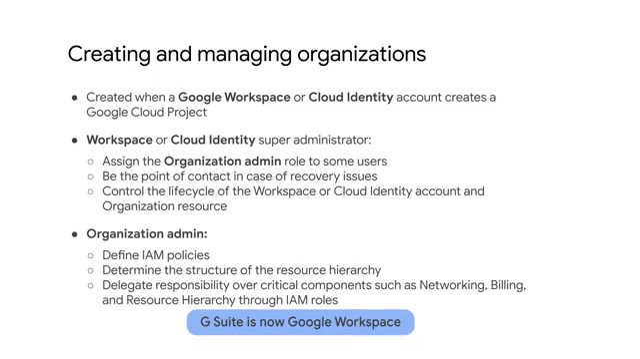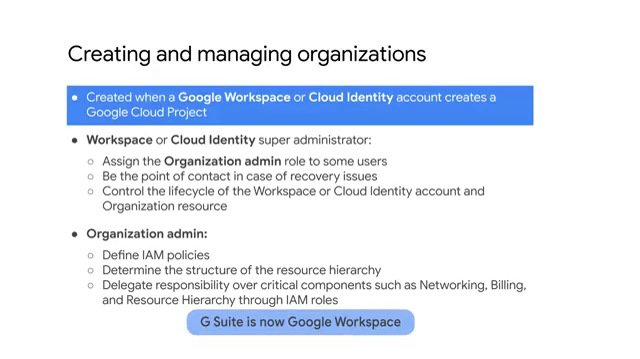The organization resource is closely associated with a G Suite or Cloud Identity account. When a user with a G Suite or Cloud Identity account creates a GCP project, an organization resource is automatically provisioned for them. Then, Google Cloud communicates its availability to the G Suite or Cloud Identity superadmins.